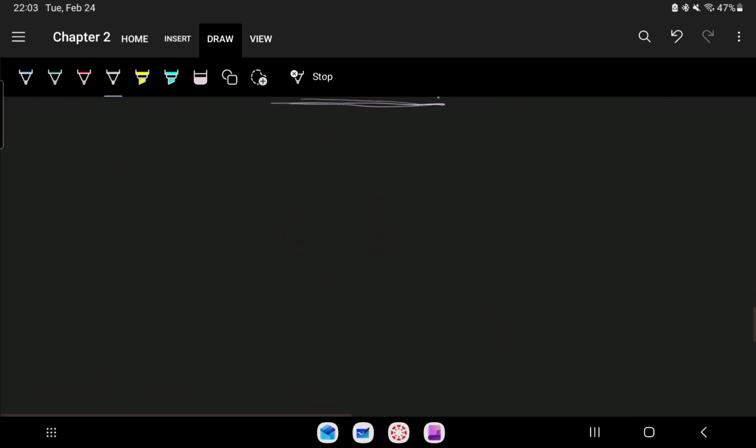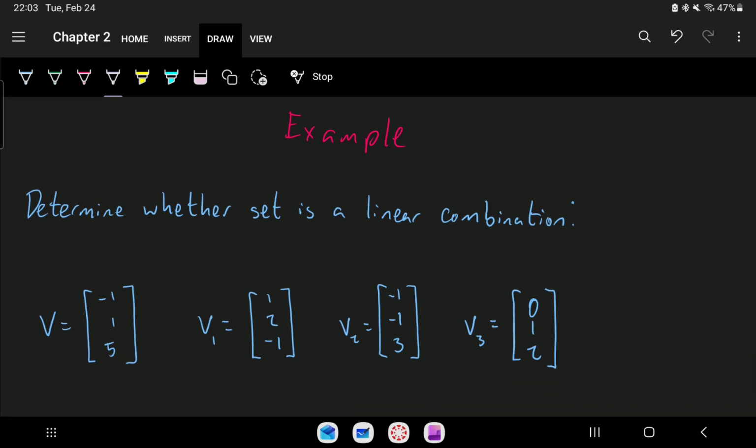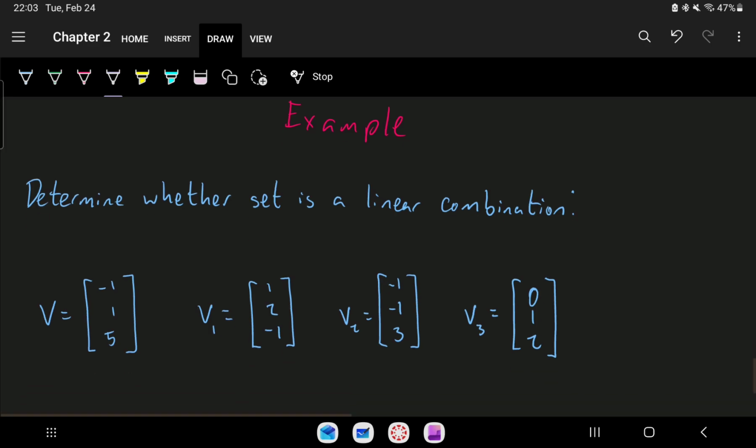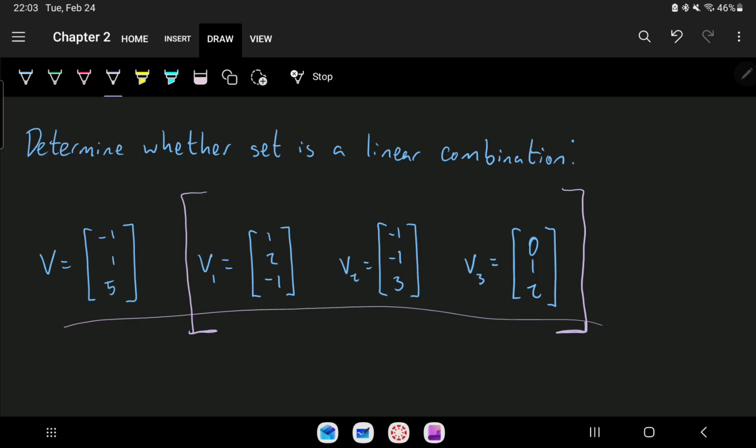So now that we have all of the terminology under our belt, let's actually focus on an example. Instead of just starting one out and going through words, let's really do one of these, right? The one that I chose is to determine whether this set is a linear combination. When they ask that, you're basically saying, is there a set of scalars that can be multiplied by these vectors and added together so that we get this?